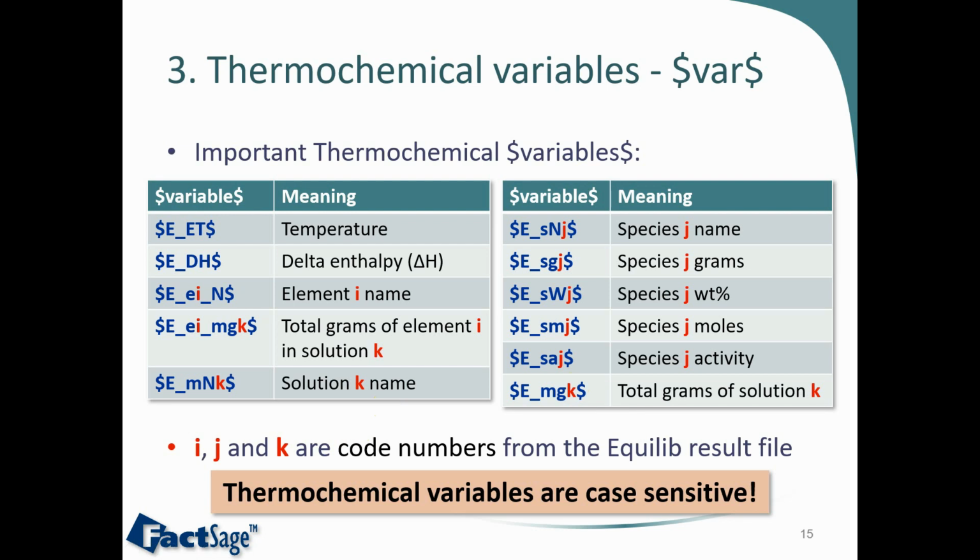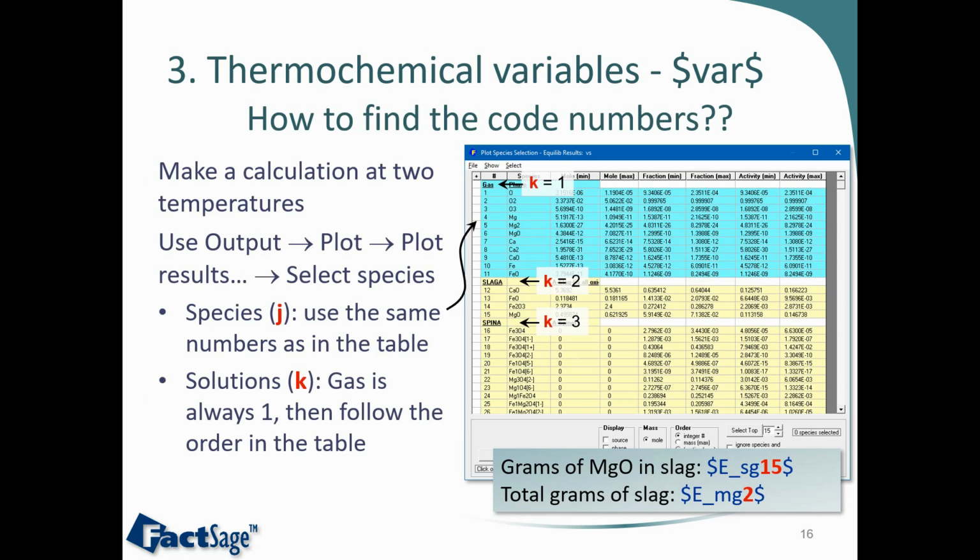They are specific to each equilibrium file, as the numbering is based on the elements in the system and on the phase selection in the equilibrium file. If you add a new element or if you select or unselect a phase, then the whole numbering will change and the codes will be shifted. So how do we find these code numbers? The code numbers can be found from the species selection table in the plot menu in the equilibrium module. The plot is only available when at least 2 calculations have been performed, so you can make calculations at 2 temperatures, for example.